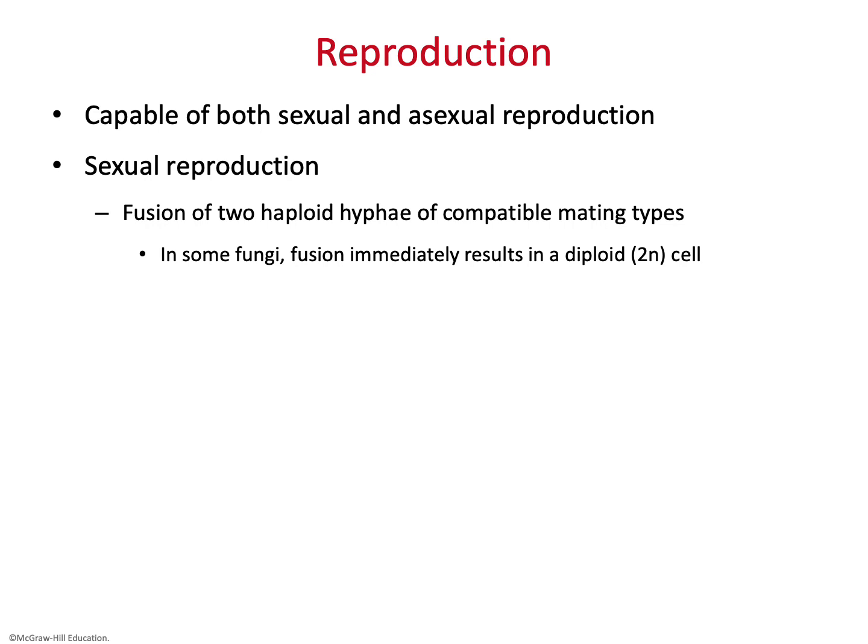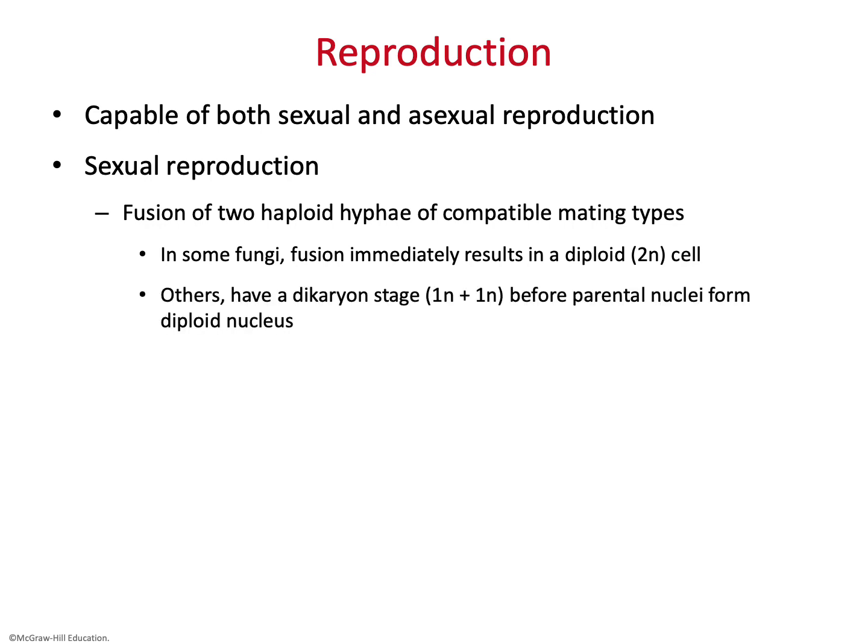And then there is a dikaryon stage. The fusion of two haploid cells during reproduction immediately results in a diploid cell in other organisms, such as some fungi, plants, and animals. But in other fungi, such as basidiomycetes and ascomycetes, an intervening dikaryotic stage occurs before the parental nuclei fuse and form a diploid nucleus.